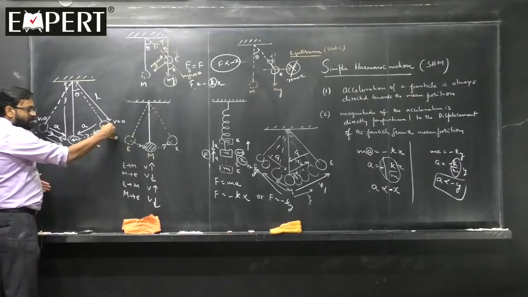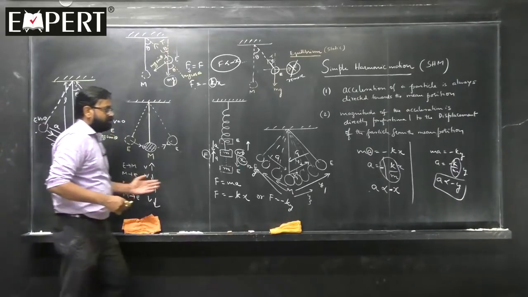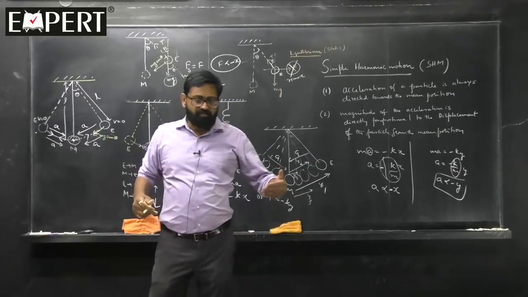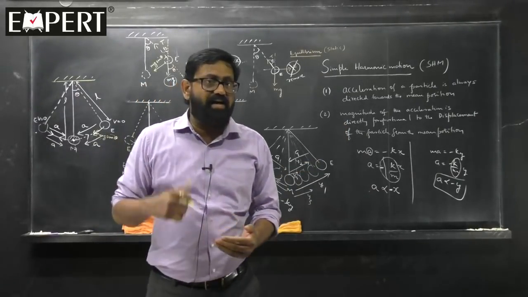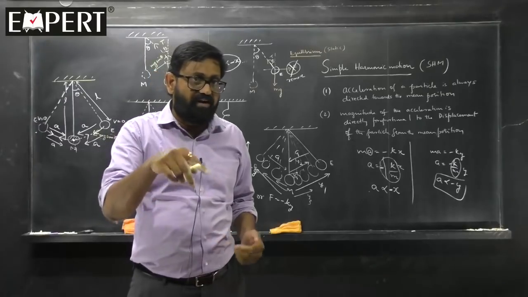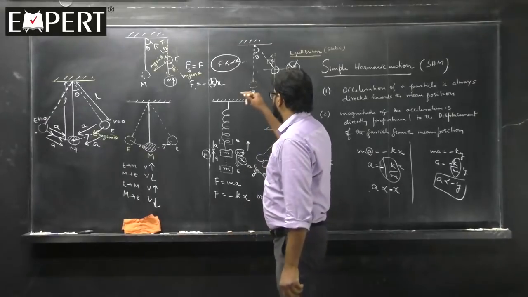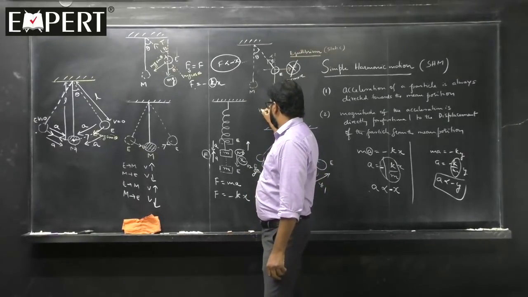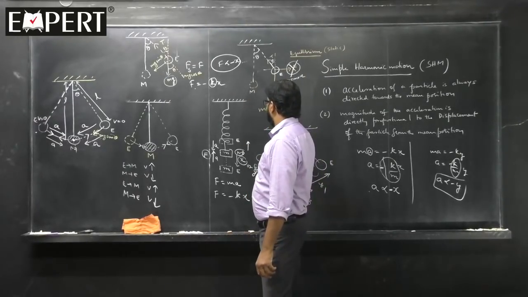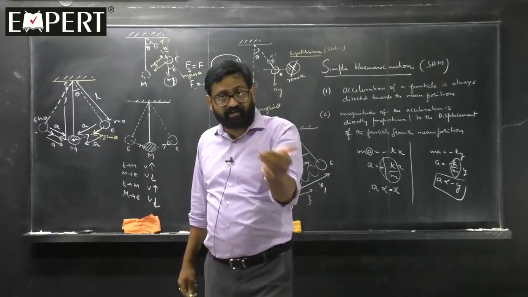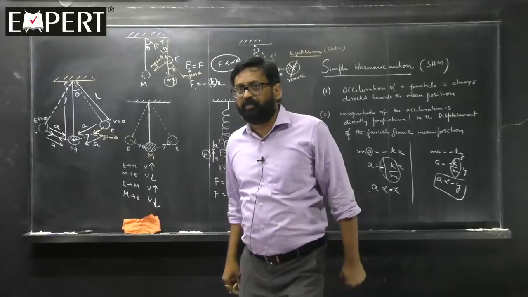Mg sin theta is acting in what direction? Towards the mean position. Displacement is acting in which direction? Towards the extreme position. So since this restoring force is acting in the opposite direction of displacement, I can write restoring force as minus mg sin theta. Of course I can write minus mg sin theta because it is acting in the opposite direction of displacement.